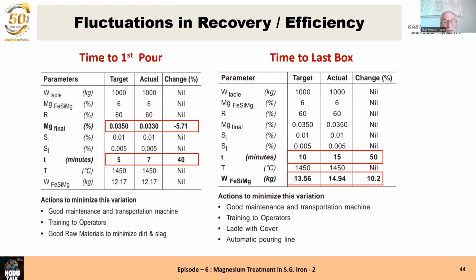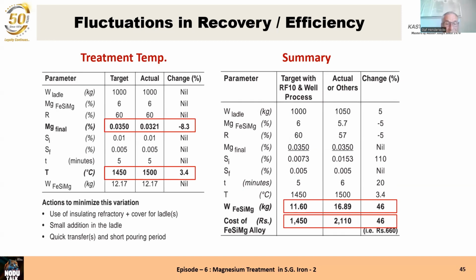Every factor in your process is influencing. Please use process control for controlling that. Temperature, the same. At higher temperature, you have a lower efficiency, and your final magnesium content will be lower. And as a summary, whatever you have, at the end it will lead to incorrect results, and it will cost more if you don't pay attention. And cost, we don't want to have a higher cost.